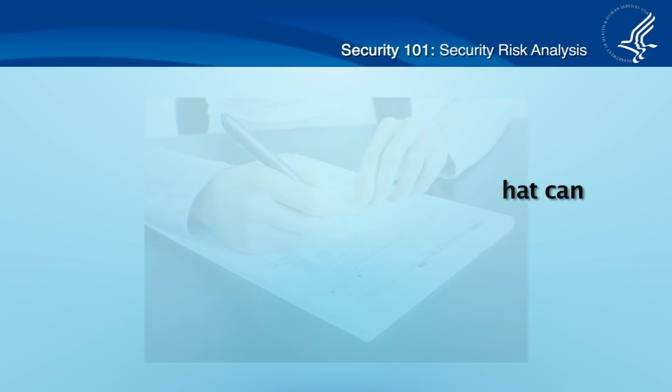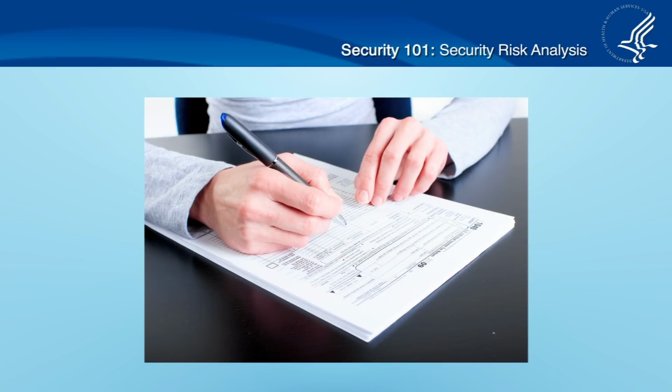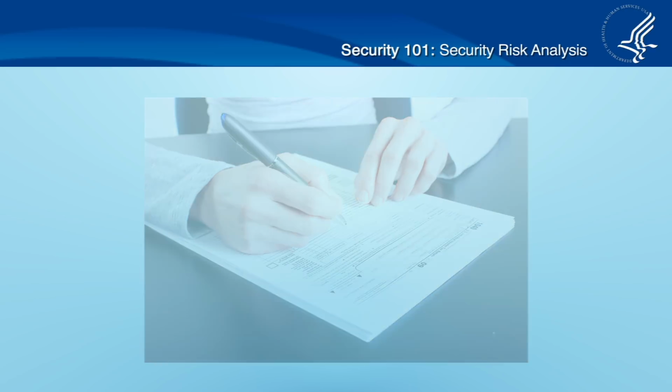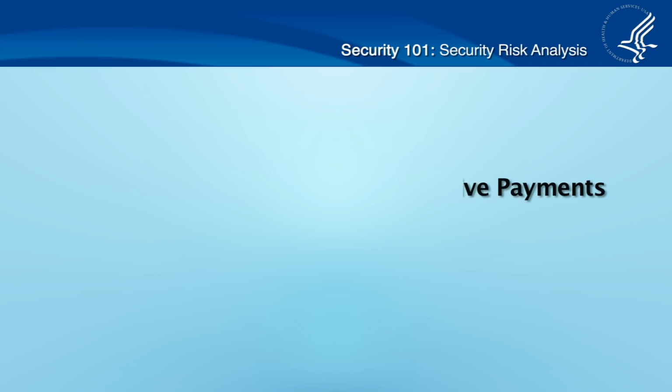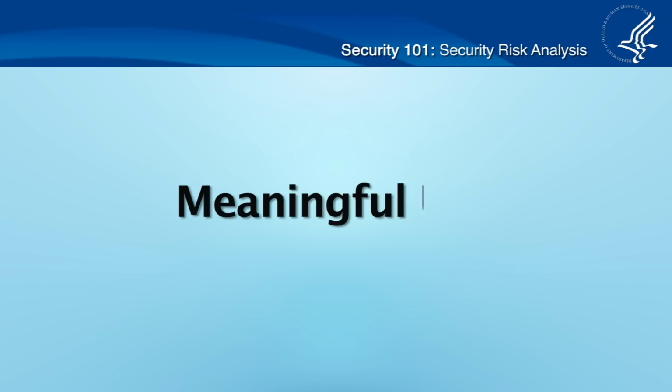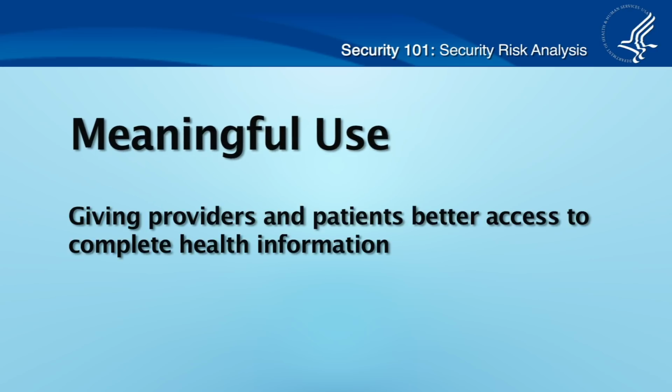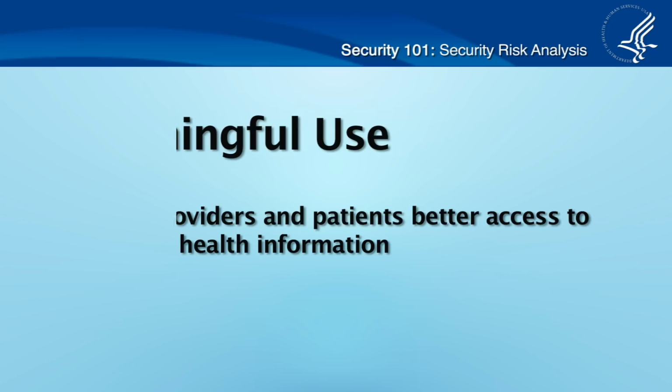Completing a risk analysis and correcting security deficiencies is also a core requirement for receiving Medicare and Medicaid EHR incentive payments. This incentive program, also called Meaningful Use, is intended to improve U.S. healthcare by giving providers and patients better access to complete health information through the meaningful use of electronic health records.